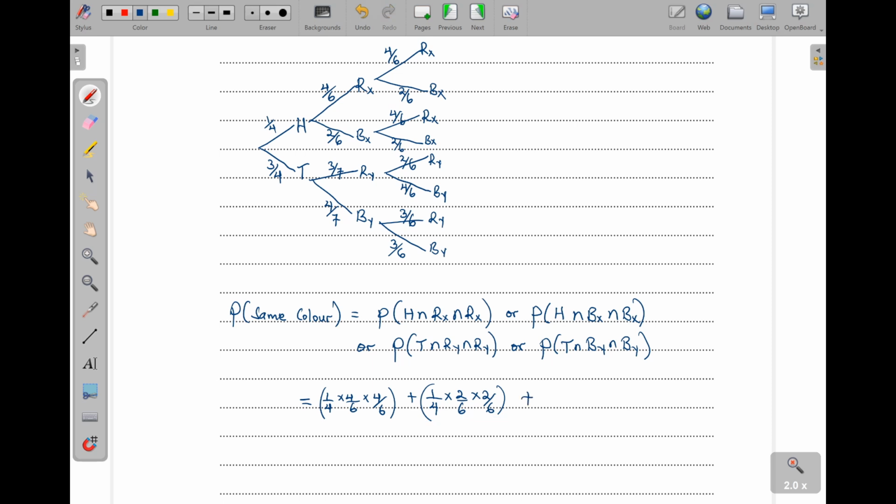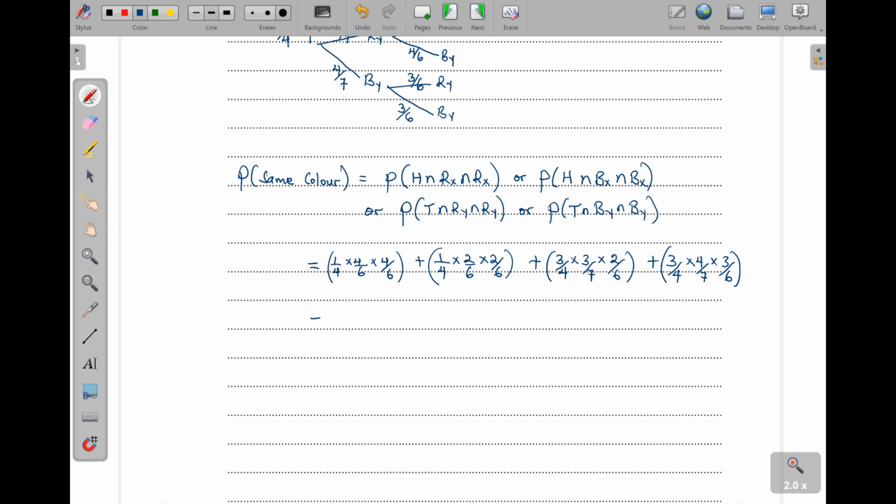Then we add tail, which is 3 over 4. Then red and red from bag Y. So that will be 3 over 7, then times 2 over 6. And then we have the tail, and then we get blue, which is here. So 4 over 7, and then times 3 over 6. So altogether, what do we have?